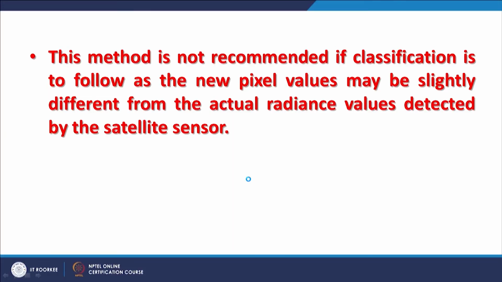So nearest neighbor is the only resampling technique which does not modify your original pixel value, whereas the other 2 techniques, bilinear and cubic convolution, modify your pixel value. So if this is acceptable in your further work, then use bilinear or cubic convolution, otherwise it is better to go for nearest neighbor. I have already discussed that cubic convolution or bilinear is not recommended for classification, as new pixel values may be slightly different from the actual radiance value detected by the satellite sensor.